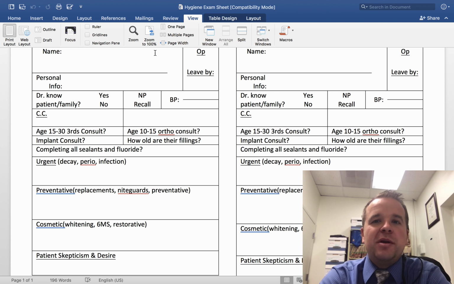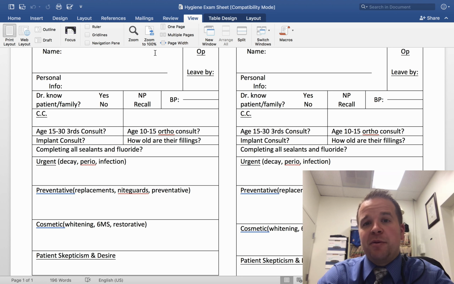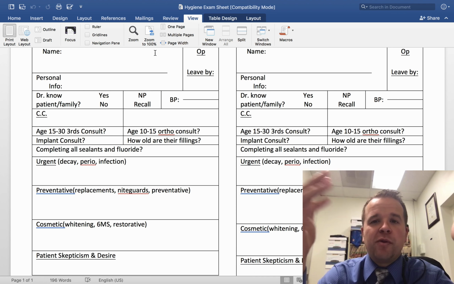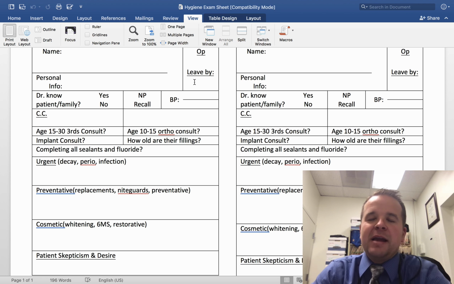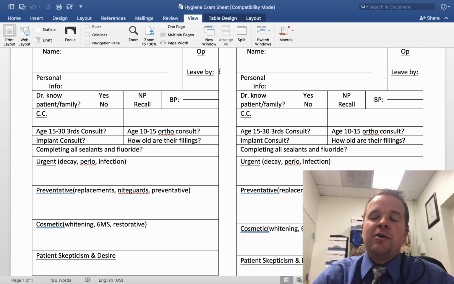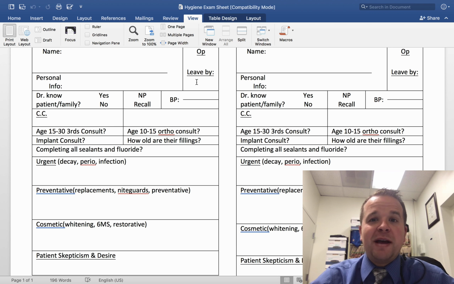This is what you will be using to, in 2 seconds, be able to communicate a whole conversation that a hygienist has had with a patient to the dentist before they walk into the room. Easy one, name. This is where you write the patient's name, the op number that you're in. Sometimes if a patient needs to leave by a certain time, you can write that time here. So if they have to really go and pick up their kid from school or something, they need to leave 20 minutes early, then you can write that time in here.